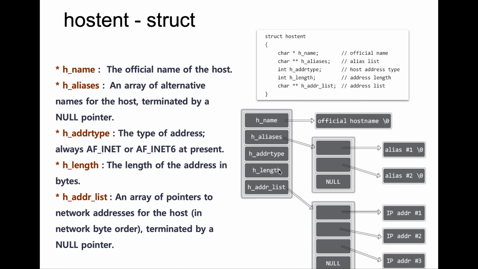And the h_addr_list is the target values of interest that we're trying to figure out, because we are trying to figure out the IP address of youtube.com or naver.com, right? Those addresses will be stored inside here. And it can be a list of IP addresses because there can be multiple machines that correspond to the same host name, right? And that array points to the network addresses for hosts in network byte order. I want to highlight network byte order: it's not human readable, so we have to convert it back to human readable, separated by dots, right? And that will be a list of IP addresses terminated by a null pointer as well.